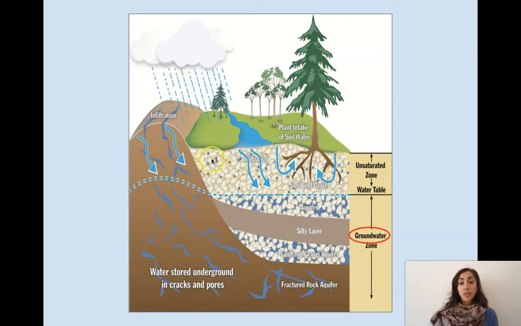And when the water reaches the ground, it infiltrates underground. Some of the water is absorbed by the plants, but most of it infiltrates all the way down and collects into an area where there is sand and rocks. In between all these spaces, it's filled with water. That's what we call groundwater.